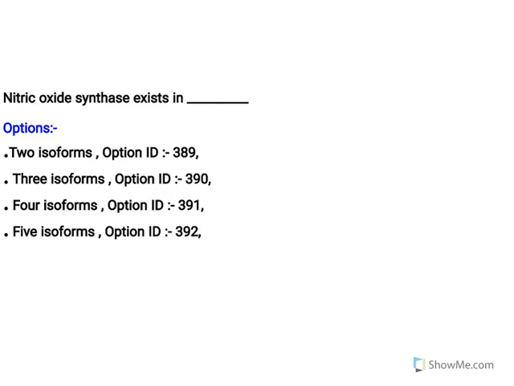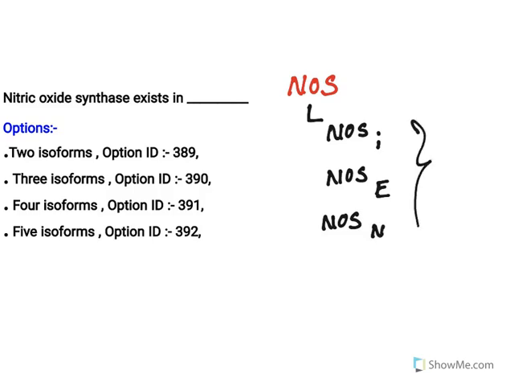Now, nitric oxide synthase exists in, see, nitric oxide synthase is an enzyme and it has got three forms. Nitric oxide synthase inducible, nitric oxide synthase endothelial, nitric oxide synthase neuronal. There are three isoforms. So nitric oxide synthase exists in three isoforms. So this is the right option.